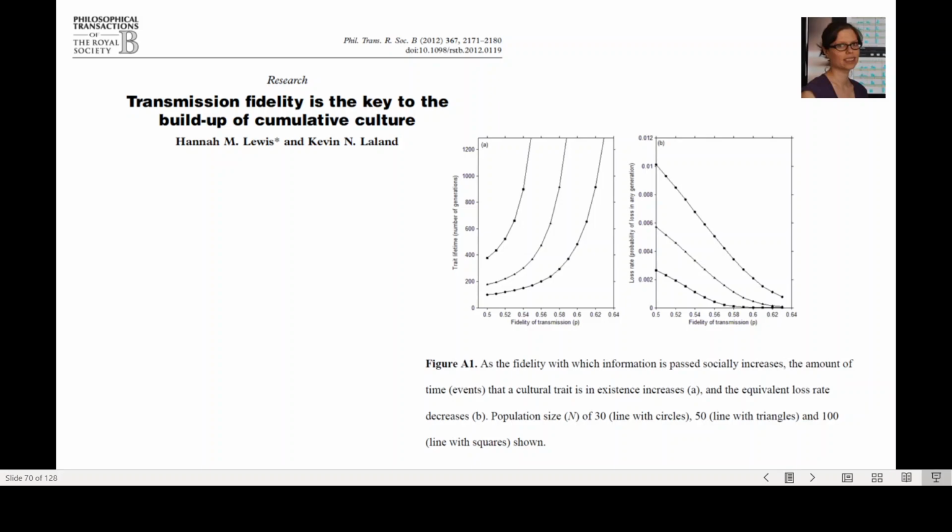What we know from work by Hannah Lewis and Kevin Laland, based on mathematical simulations, is that fidelity is actually key for cumulative culture to emerge. This is taking some ideas by Michael Tomasello and testing them through these mathematical simulations, and what they find is that the fidelity of transmission is absolutely crucial for cultural traits to stay within a population. If you increase the error rate of a transmission process, you will lose the cultural information very fast within a population, and this is also to some extent population size dependent. So you need to have high fidelity in order to get cumulative culture off the ground.